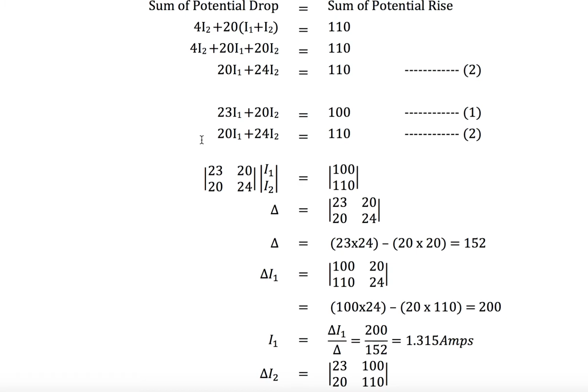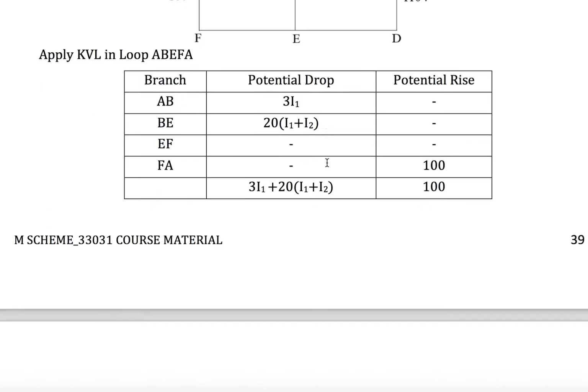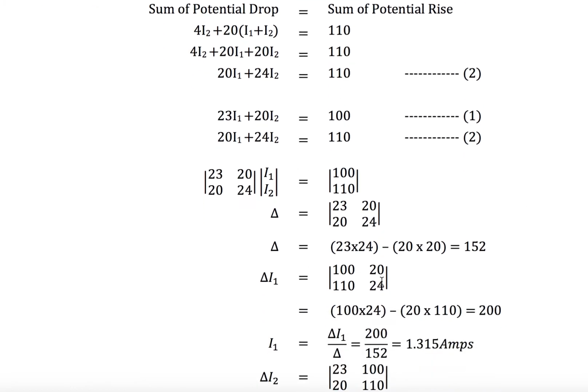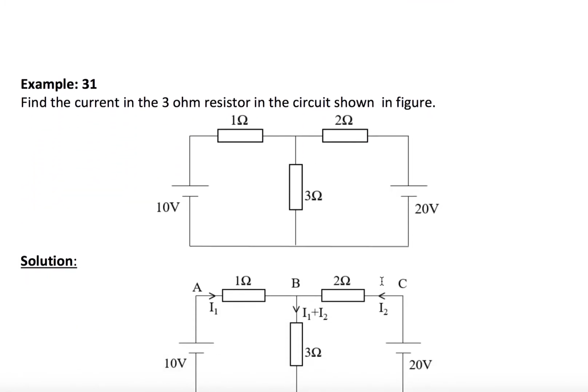See, like we got 23 I1, 20 I2. That is our first equation. Second, 20 I1, 24 I2. That is the second equation. These people used Cramer's method to find I1 and I2. Okay, right.